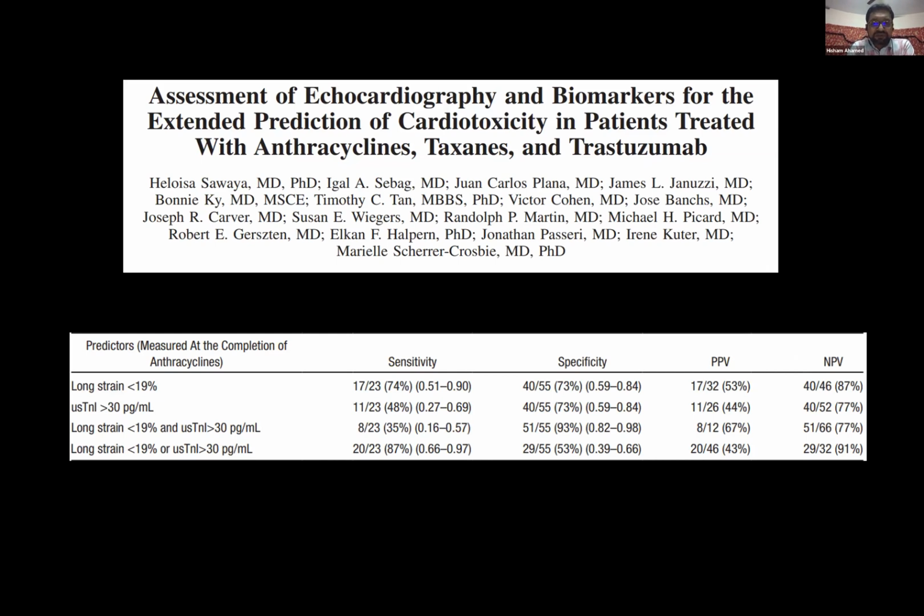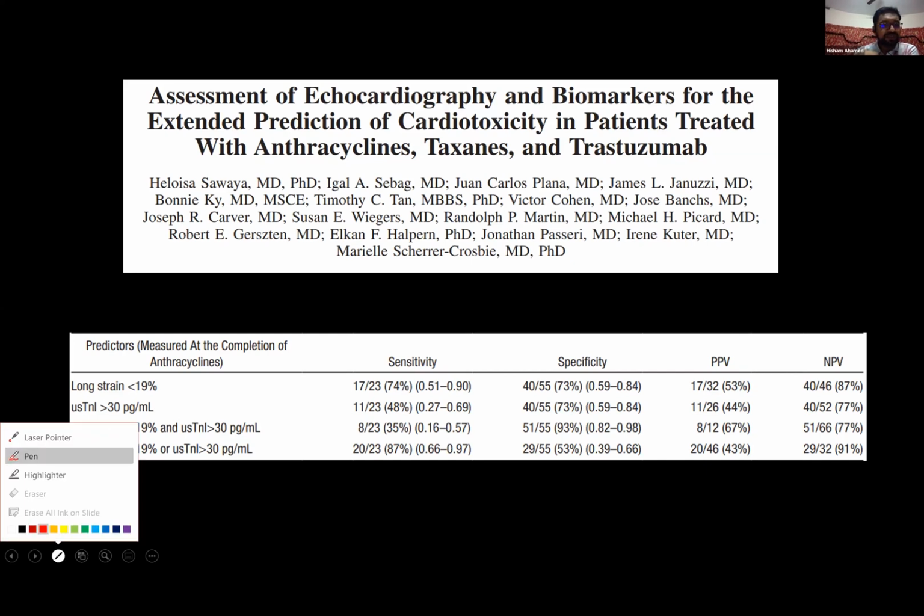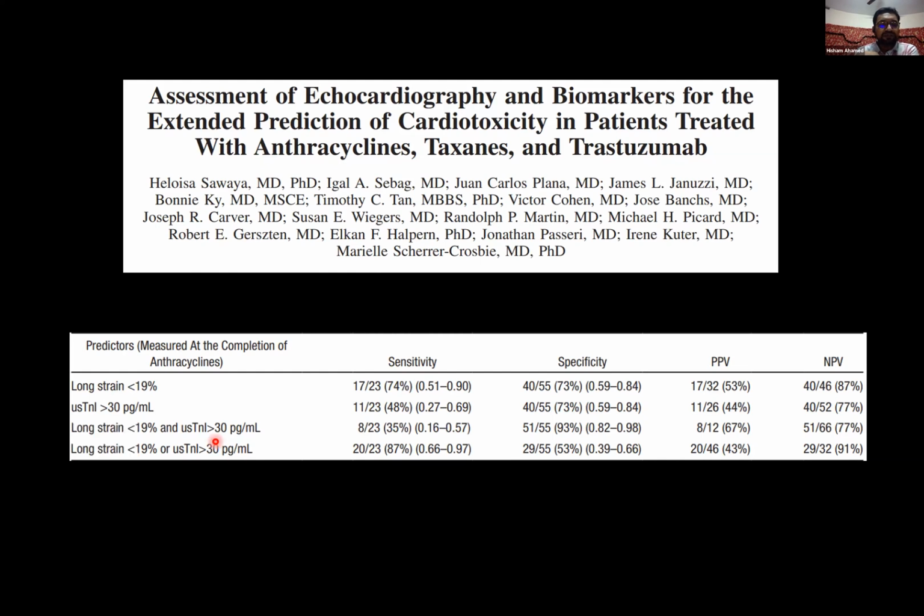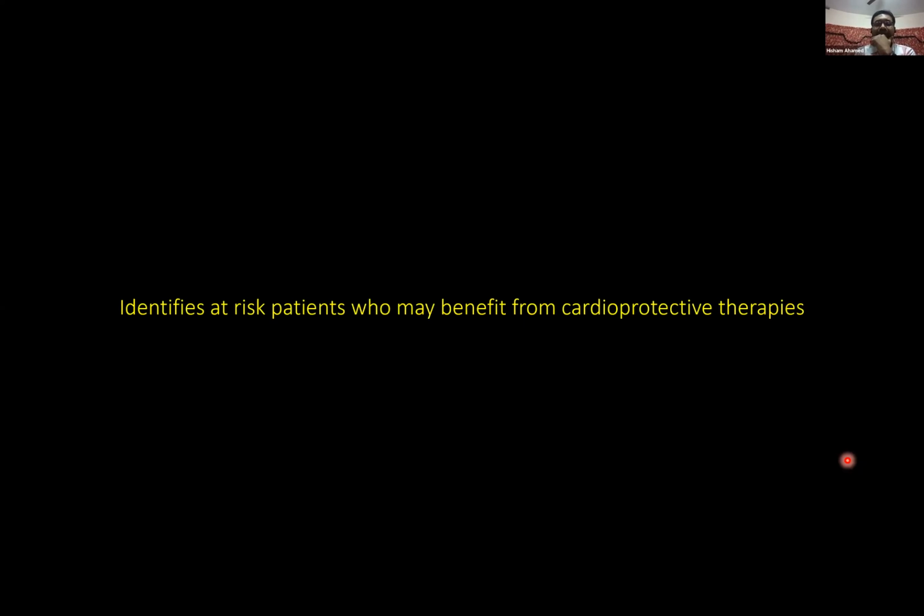So they assessed echocardiographic parameters and biomarkers for the extended prediction of cardiotoxicity in patients treated with anthracyclines, taxanes, and trastuzumab. And as you can see at the bottom of this panel, a combination of an elevation of troponin I of more than 30 picograms per ml and a global longitudinal strain, when you combine with imaging, offered the best sensitivity and specificity, with specificity of around 53%, sensitivity of 87%. And what's very impressive here is the negative predictive value of close to 91%.